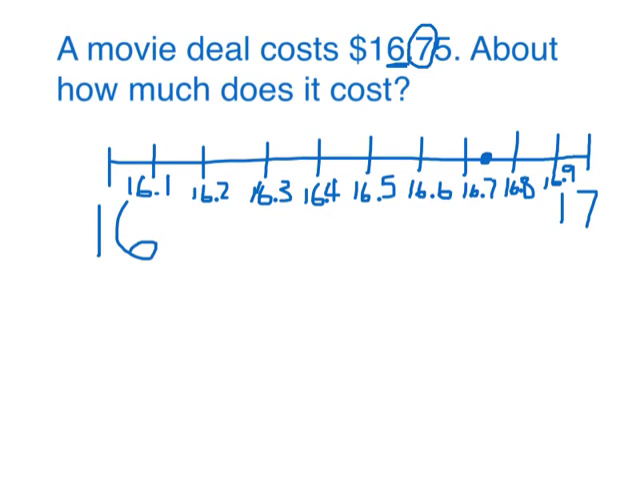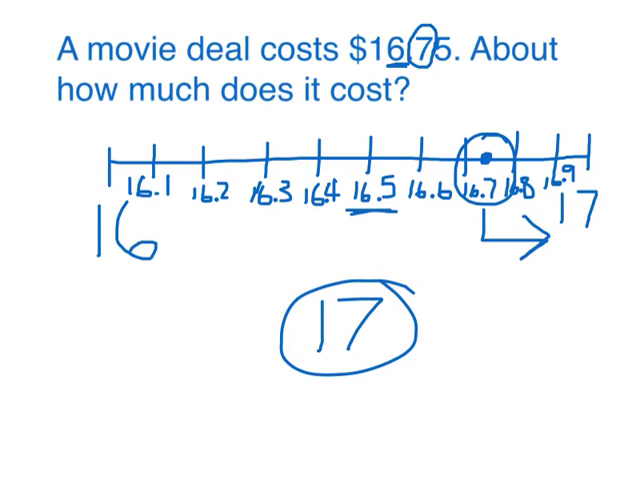I know that that would fall between 16 and 7/10ths and 16 and 8/10ths. Now, when I round, I'm looking for which whole number this is closest to. Well, 16 and 5/10ths is the midpoint, the exact middle of my number line. 16 and 75/100ths is past that midpoint, so it's much closer to 17. The movie deal will cost about $17. So when I round to the nearest whole number, I find the two whole numbers that a decimal is between, and I use a number line to think which whole number it is closest to.